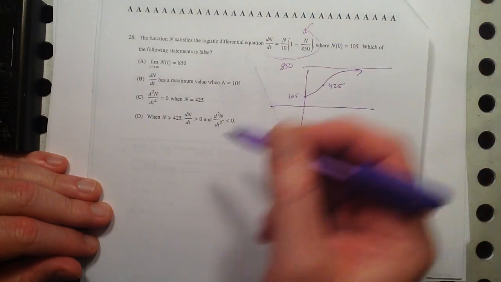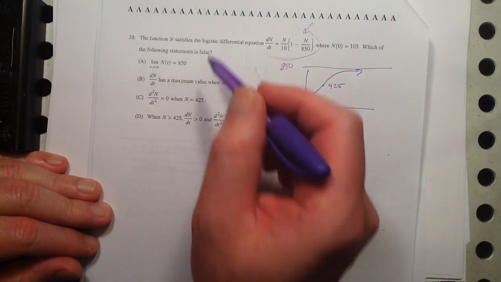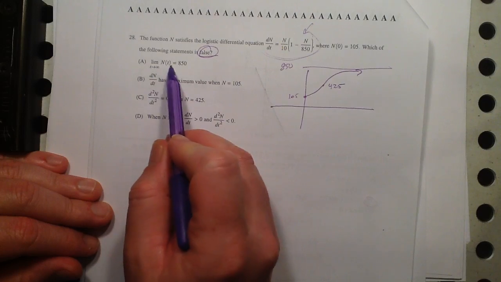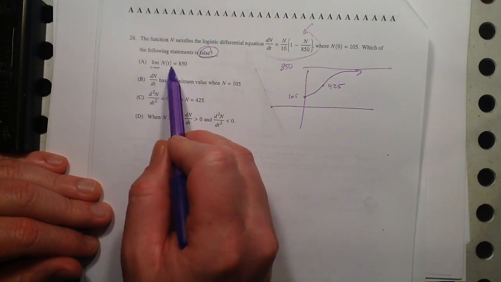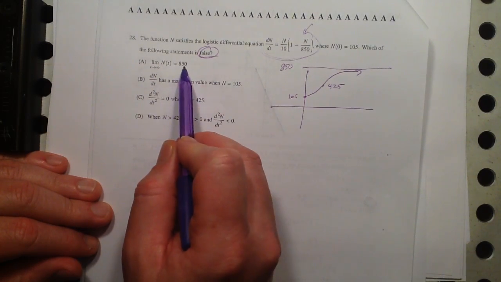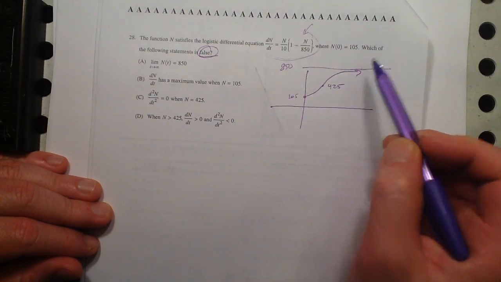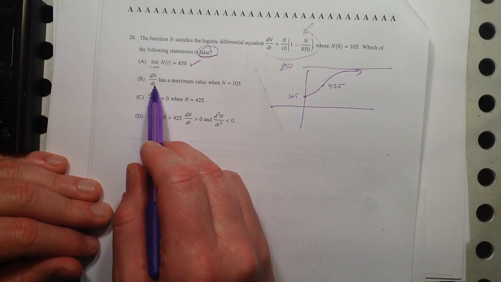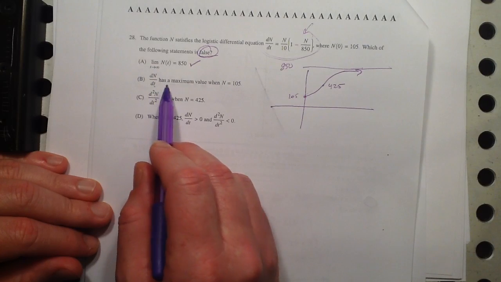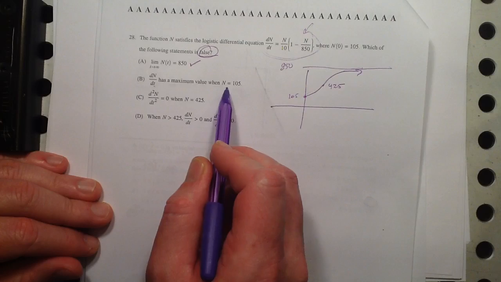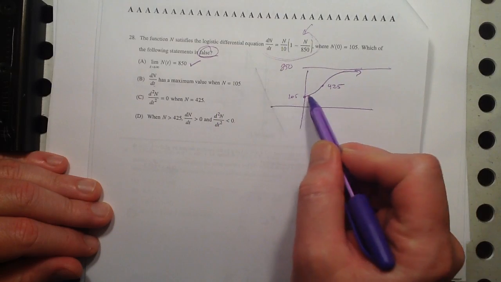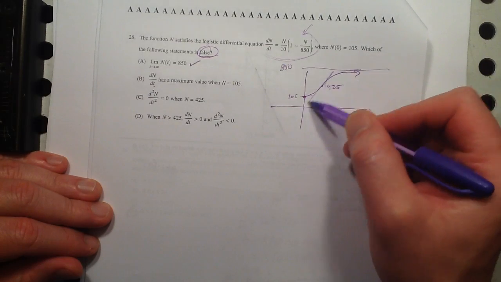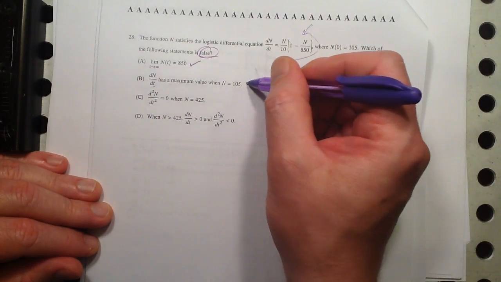Let's see what we have here. Which one is false? All of these are true except for one. As t approaches infinity, the values of n approach 850. That's true, that's the carrying capacity. dn/dt has a maximum value when n equals 105. I don't think that's true. I think the slope is actually at a maximum at the inflection point, so this looks like it's false.